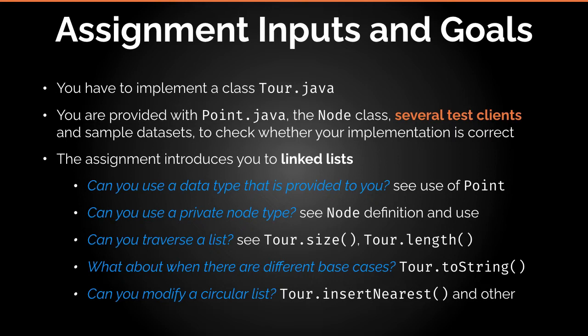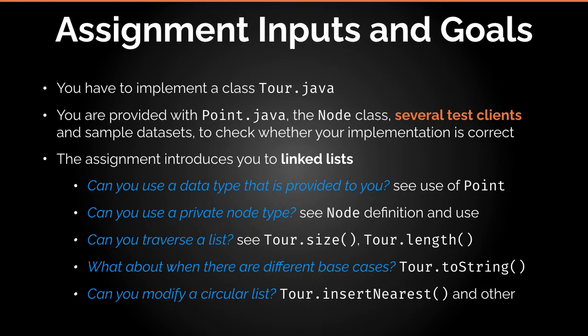But if we take a step back and look at the broader goals of this assignment, the question we want to find out is: can you use a data type that is provided to you? So how do you use the Point object? Do you make good use of it, or are you having a hard time figuring out the barrier of abstraction? I'll talk a little bit about that in a bit.